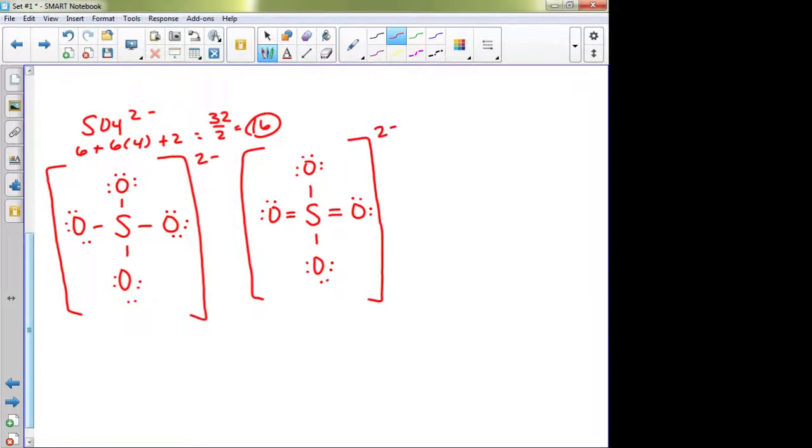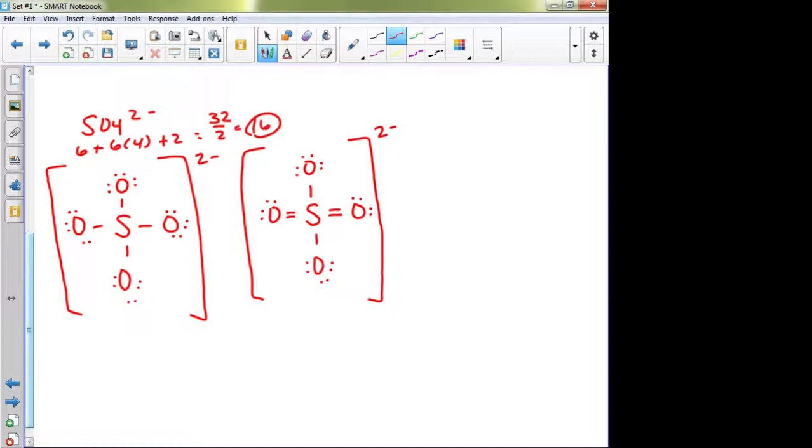If I count 1, 2, 3, 4, 5, 6, 7, 8, 9, 10, 11, 12, 13, 14, 15, 16. Now, why is it that sulfur can have more than 4 bonds on it? Because 6 is okay, because it's in the third period or greater. So I know that it can have 6. We see that? Yes?